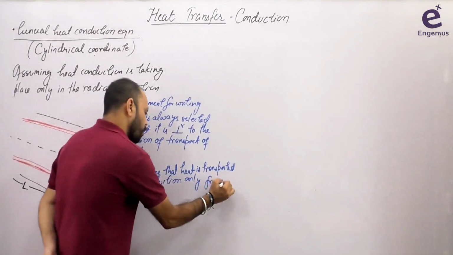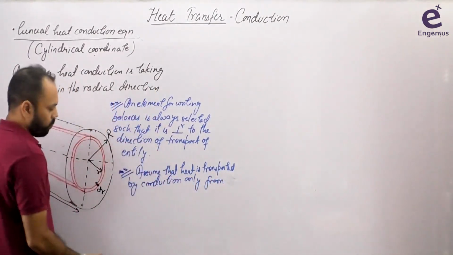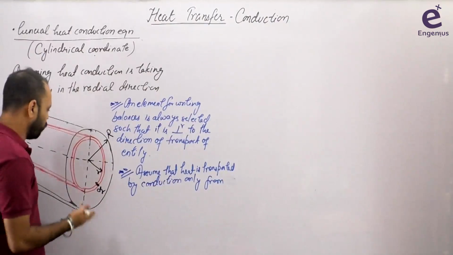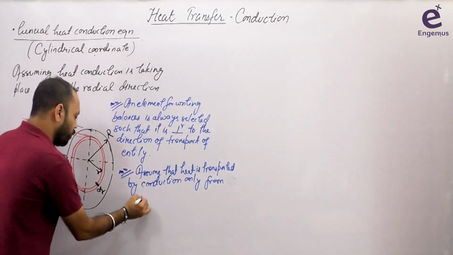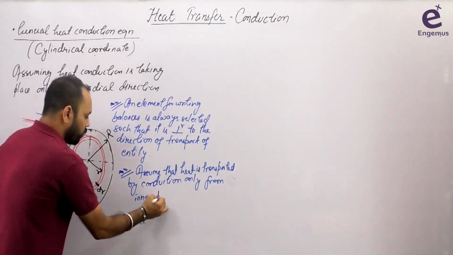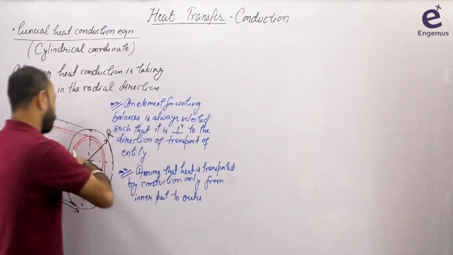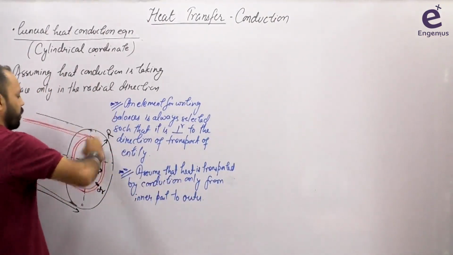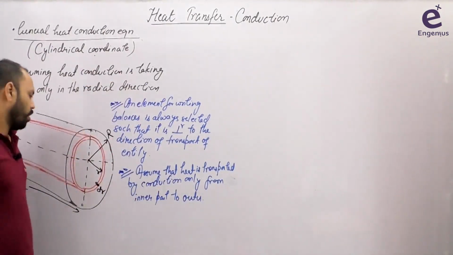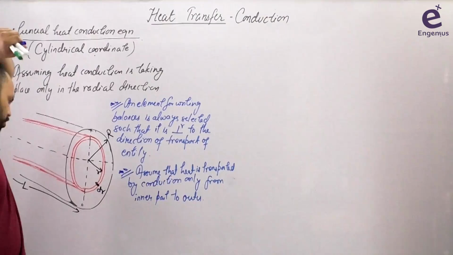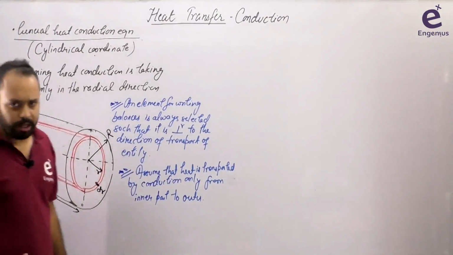Conduction only from this inner part of the cylinder to the outside. Okay, from inner part to outer, means this is the direction of heat transfer. Also, if you ask me the direction, this will be the direction from inside to the outwards. Okay, inner part to outer. What else? Same. QG is the volumetric rate of heat generation.